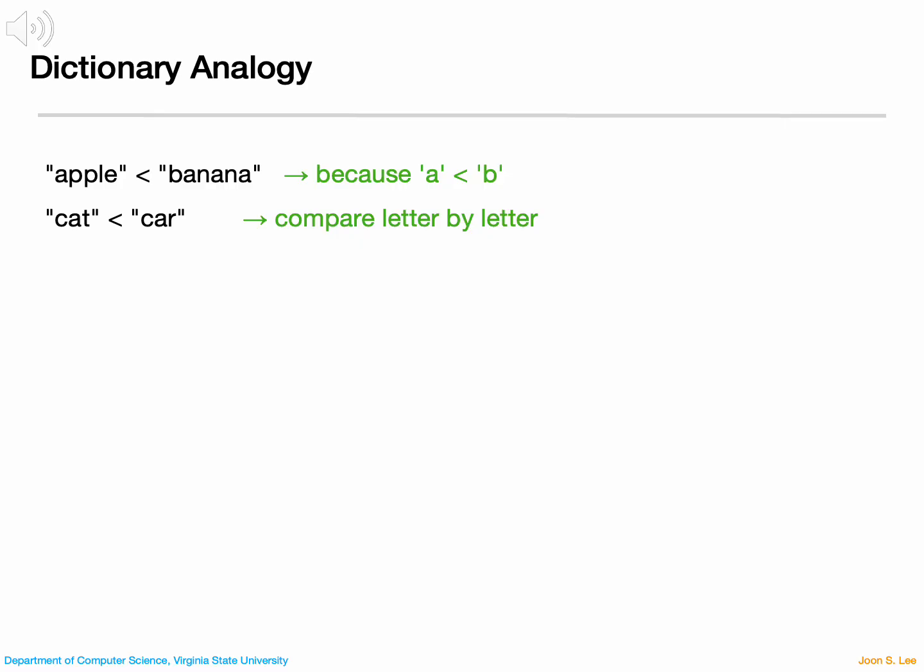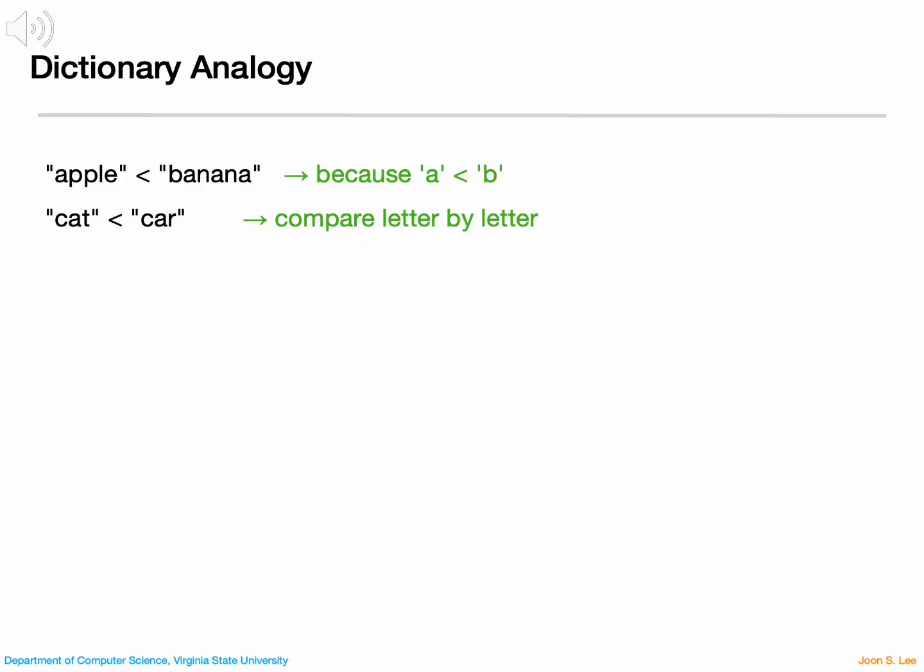Let's take this example. Apple is less than banana. This is true. Why is this true? Because we compare the first letters, A and B. Since A comes before B in the alphabet, apple comes before banana. So Python says apple is less than banana.